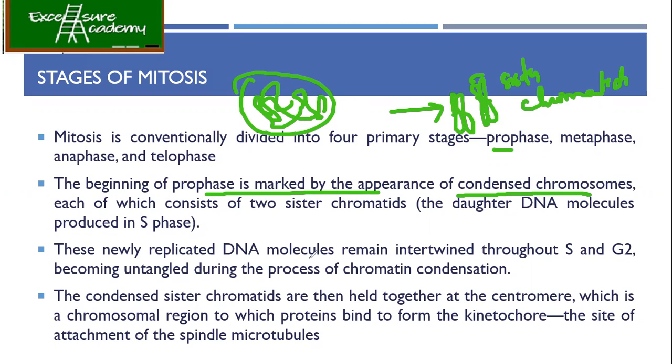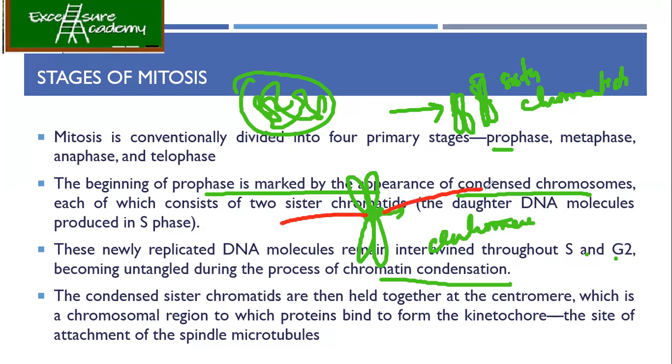The newly replicated DNA molecules remain intertwined throughout the S and G2 phases, becoming untangled during the process of chromatin condensation. The condensed sister chromatids are then held together at the centromere. Whenever we draw a chromosome like this, here you have the centromere, which is a chromosomal region to which proteins bind to form the kinetochore, the site of attachment of spindle fibers. So finally, when the spindle fibers are formed, they are attached to the centromere. And these are the spindle fibers. These spindle fibers will finally pull the chromosomes or the chromatids in the opposite direction.